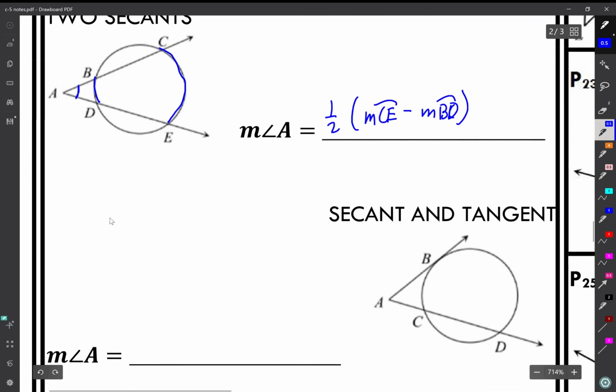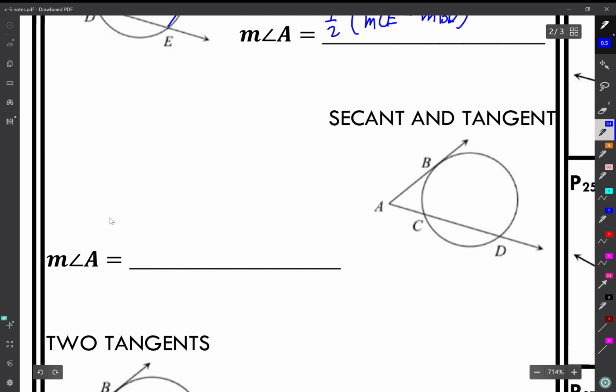It's the same process for a secant and a tangent. We notice we just have a tangent now, AB, because it only intersects the circle once. So our intercepted arcs will be BC and BD right here. We'll take half of that still, so 1/2 the difference of those two arcs. The measure of arc BD minus the measure of arc BC.